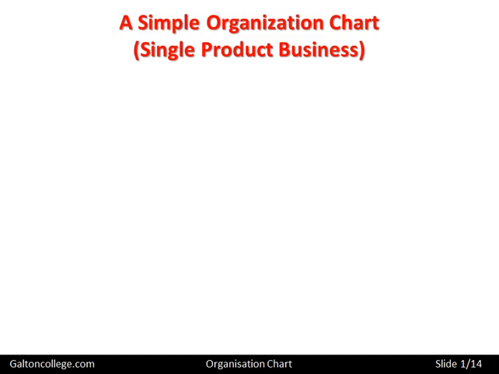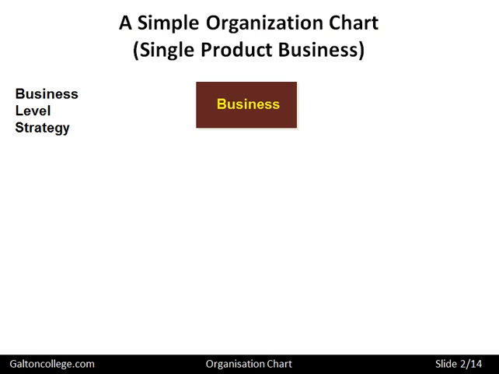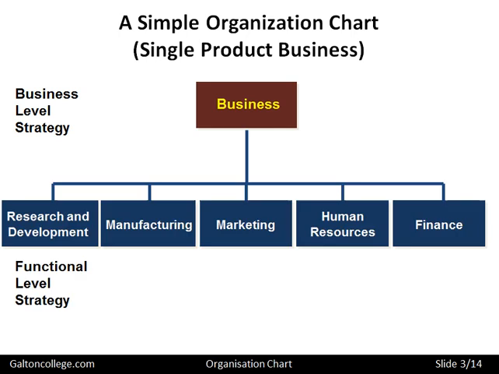In this class we want to look at a simple organisation chart and just see how simple organisations can be developed. So we start with the business level, and here we've got a simple block to say business. Underneath we could have the functional level, and the functional level is made up from different expertise and different skills within the workforce that are necessary to enable the business to function.